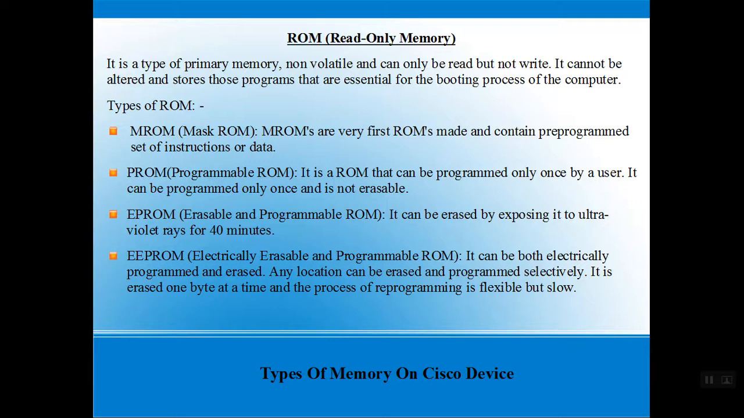Now let's see what is MROM. MROMs are the very first ROMs made and contain a pre-programmed set of instructions or data. PROM is a ROM that can be programmed only once by a user. It can be programmed only once and is not erasable. EPROM can be erased by exposing it to ultraviolet rays for 40 minutes. EEPROM can be both electrically programmed and erased. Any location can be erased and programmed selectively. It is erased one byte at a time, and the process of reprogramming is flexible but slow.